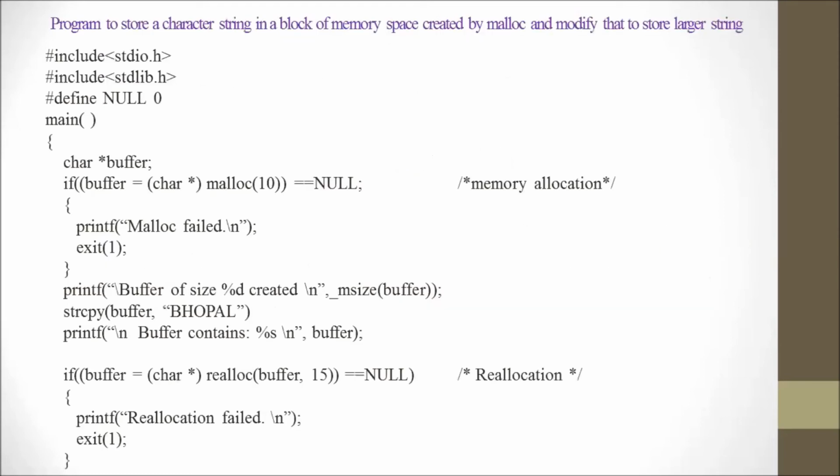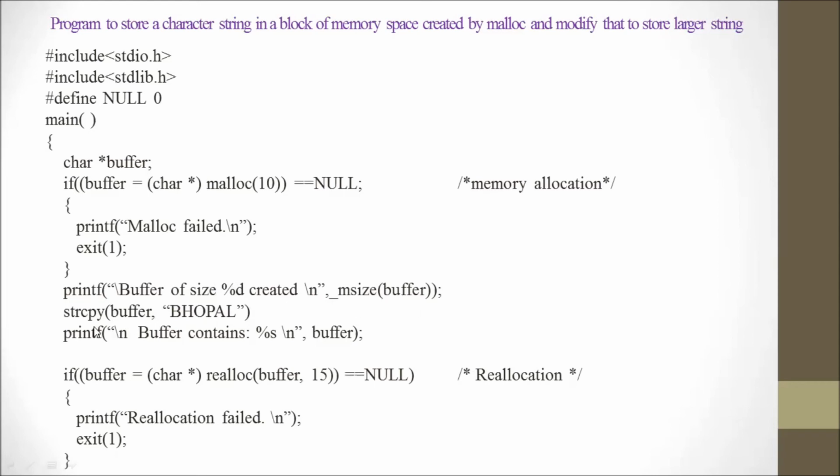This is a program that shows how to reallocate memory. First we allocate the memory, and then we reallocate and free it. All these functions are used in this program. Here is the character pointer buffer, and buffer is equal to (char *) malloc(10). This will allocate a size of 10. If this is equal to null, it prints malloc failed. Otherwise it uses printf to print that a buffer of size m size buffer was created, and the buffer size is %d.